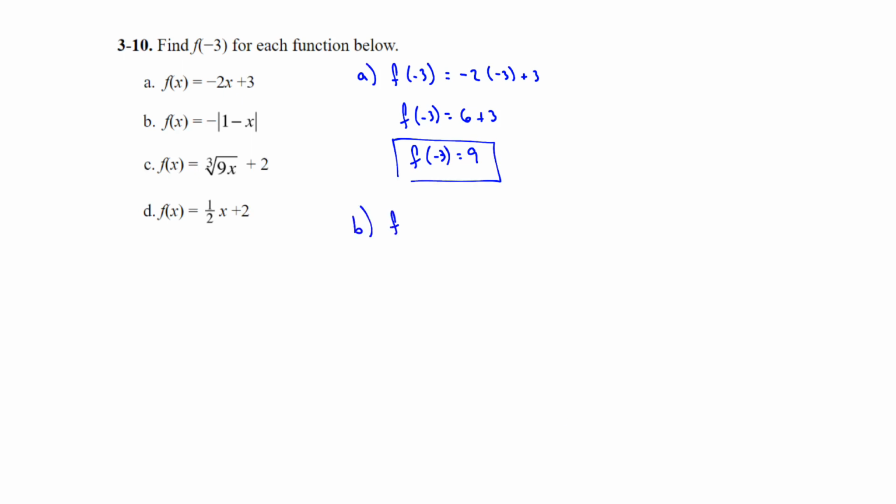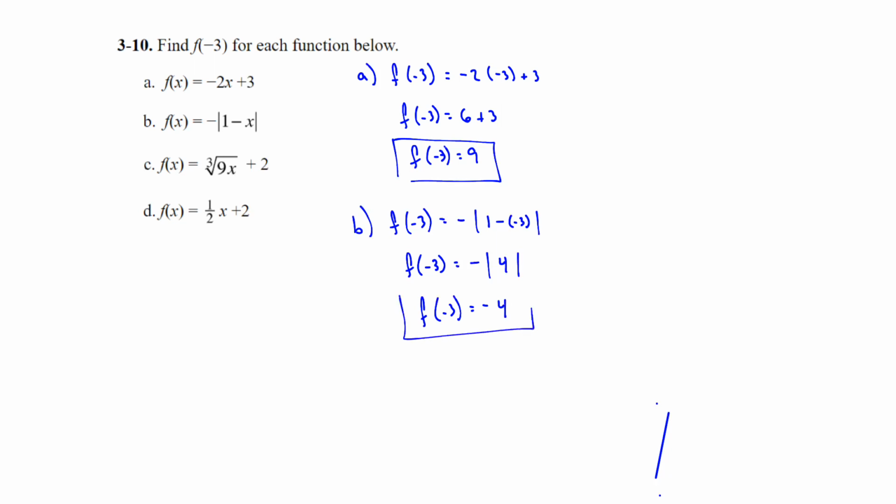B, we have f of negative 3 is equal to the opposite of the absolute value of 1 minus negative 3. So as we simplify here, we get the opposite of the absolute value. 1 minus negative 3 is 1 plus 3, so that's 4. The absolute value of 4 is 4, and then the opposite of that there is negative 4. So f of negative 3 is equal to negative 4.